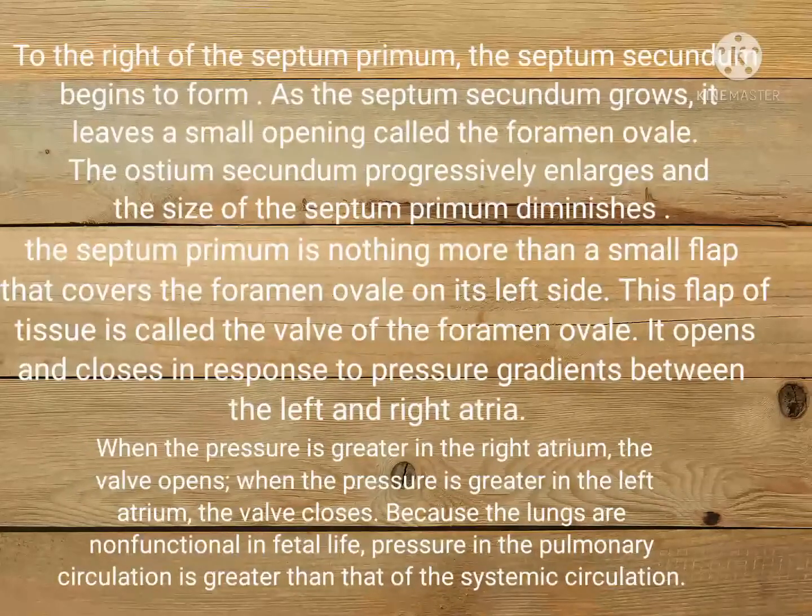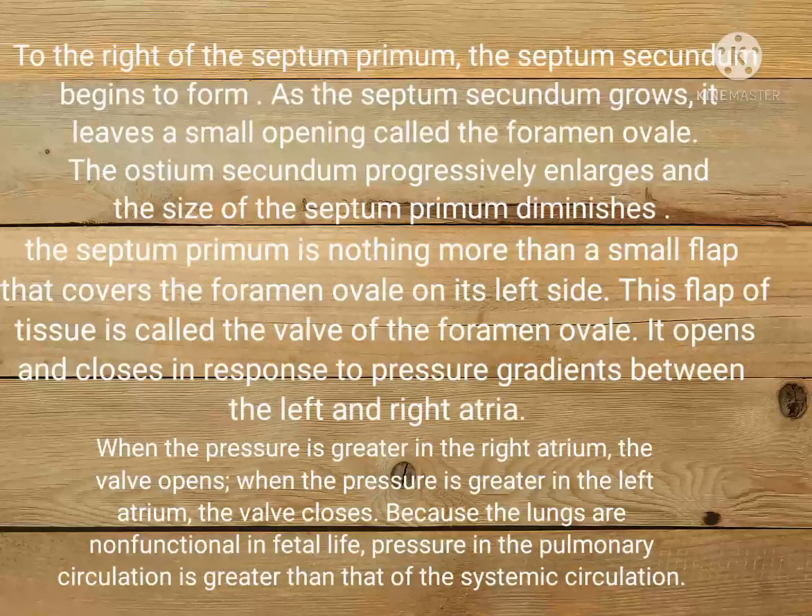To the right of the septum primum, the septum secundum begins to form. As the septum secundum grows, it leaves a small opening called the foramen ovale. The ostium secundum progressively enlarges and the size of the septum primum diminishes. The septum primum is nothing more than a small flap that covers the foramen ovale on its left side. This flap of tissue is called the valve of the foramen ovale.